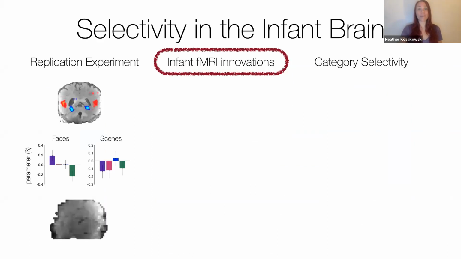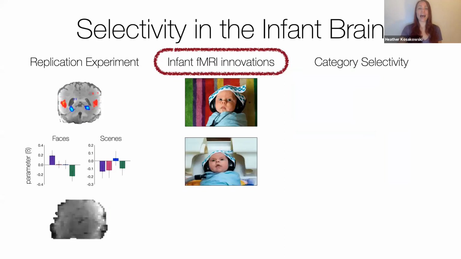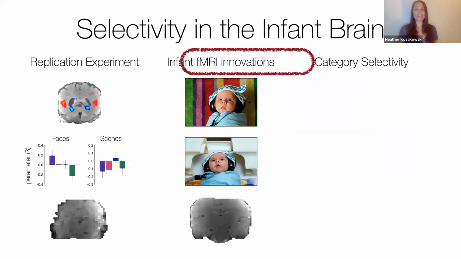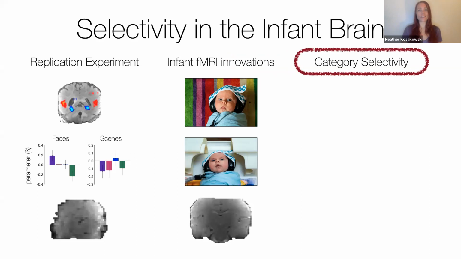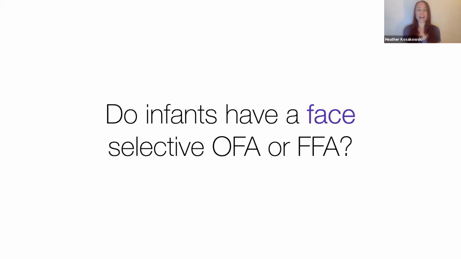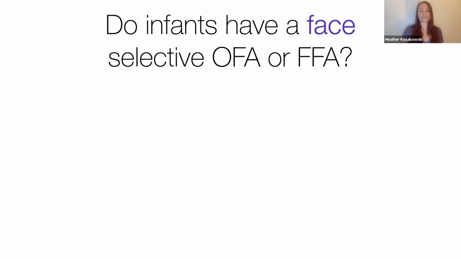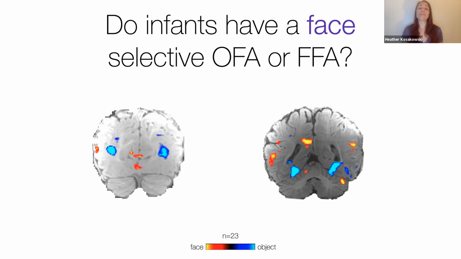So now we have new headphones, a new coil, and better data. Will infants still lack a category selective response? All right, first, do infants have a face selective OFA or FFA? When faces were contrasted with objects, we did not observe a face patch around the area of the OFA. However, there was a face patch in the ventral temporal cortex in approximately the same area as the FFA.